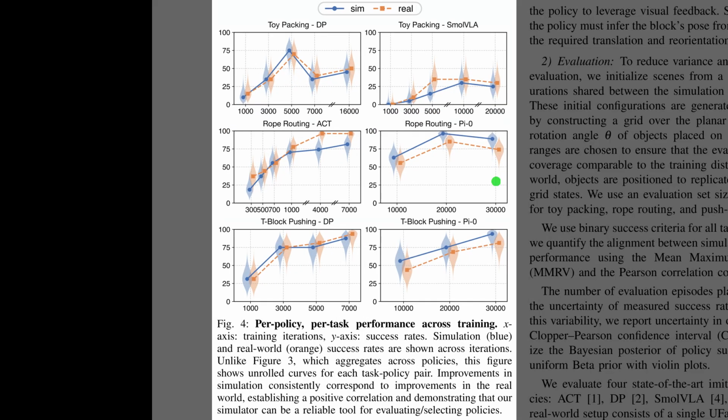Figure 4 shows per policy, per task learning curves, with blue for simulation and orange for real rollouts, so the trajectories can be compared across training. The trends generally track, which means checkpoint rankings in simulation match reality. The toy packing diffusion policy panel peaks near 5,000 iterations for both curves. The rope routing pi 0 panel crests around 20,000, with simulations slightly above real but following the same shape.